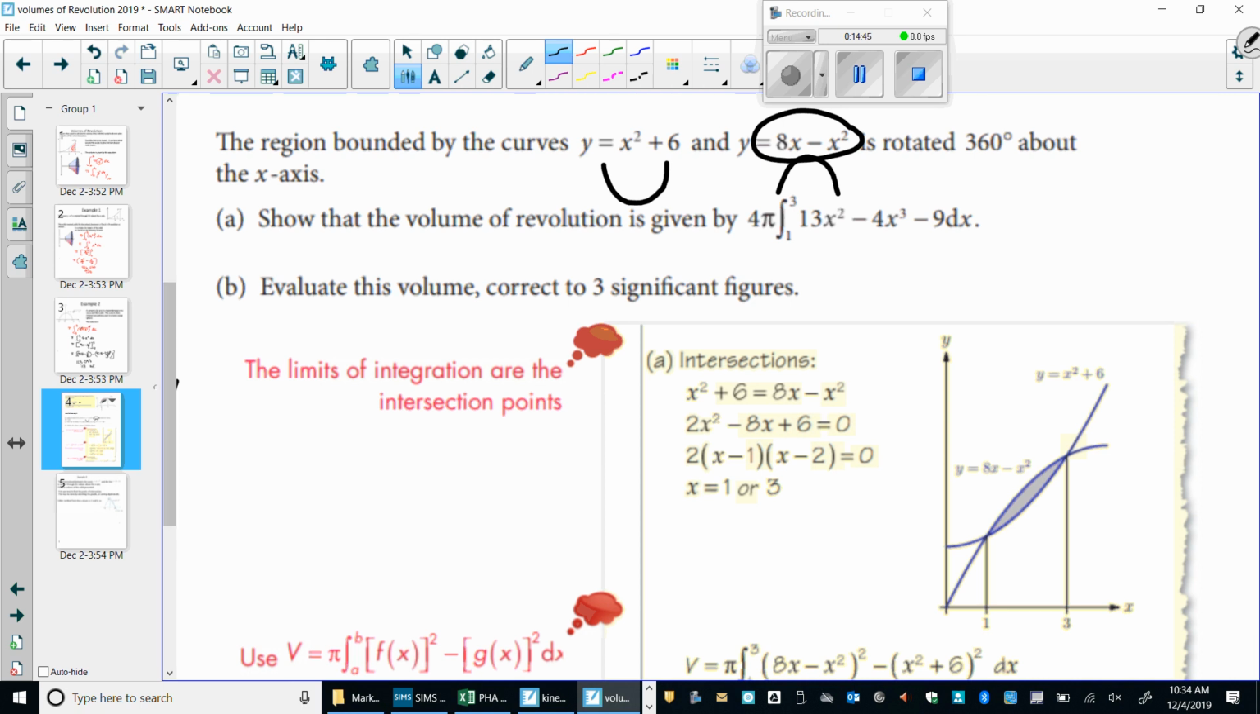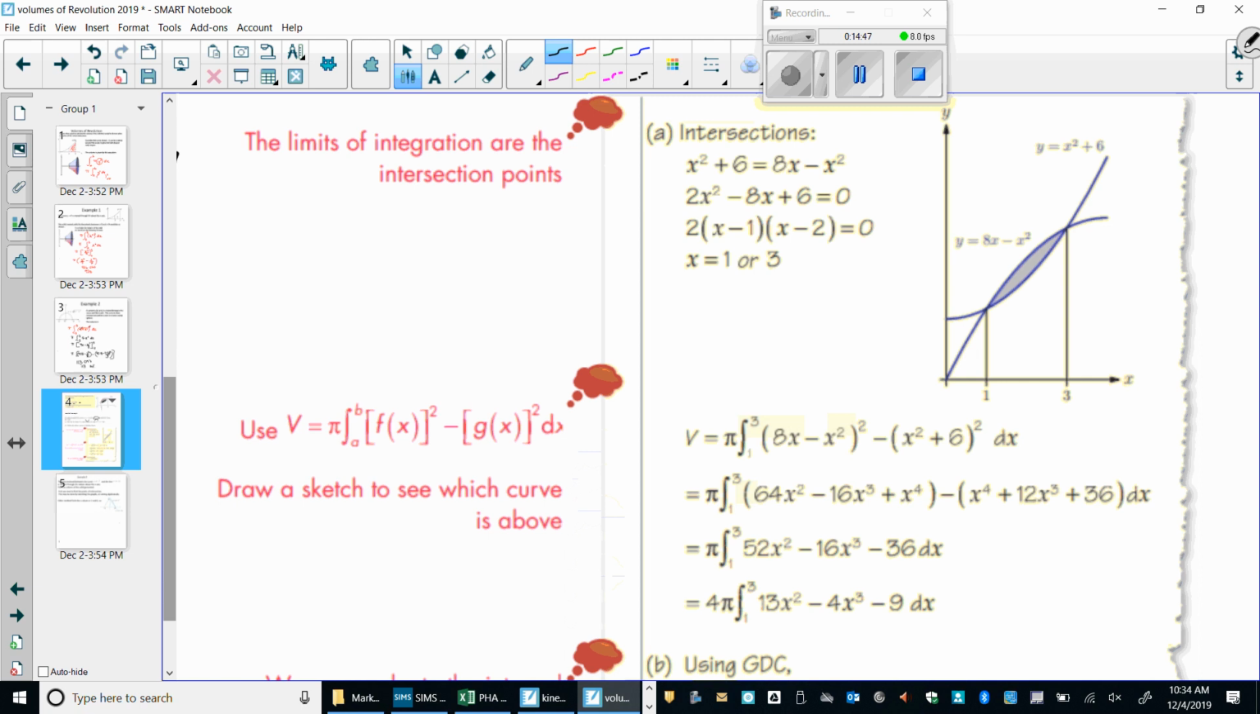We've then got our volume of revolution. They put the pi at the front, they put that second function first and square it, subtract the other one squared. Remember when you're squaring things like this, write the two brackets. Because you need to use FOIL, yes. Okay? So this is your expansion for that one, this is your expansion for that one, subtract one from the other.